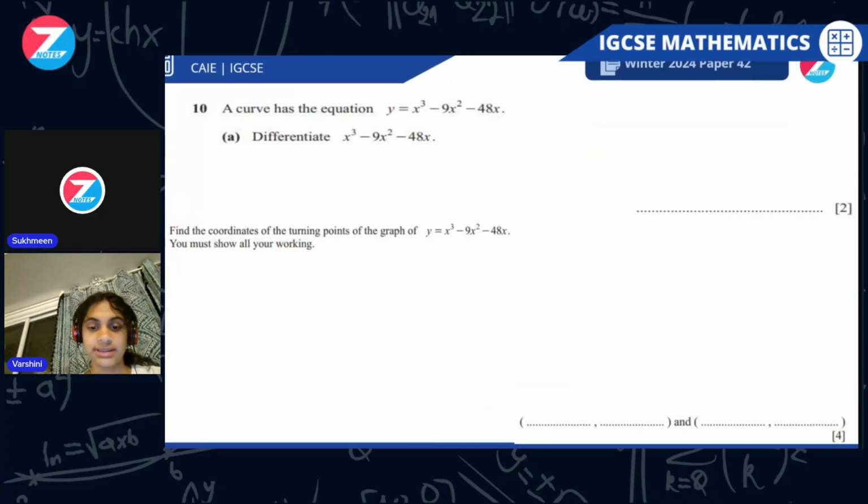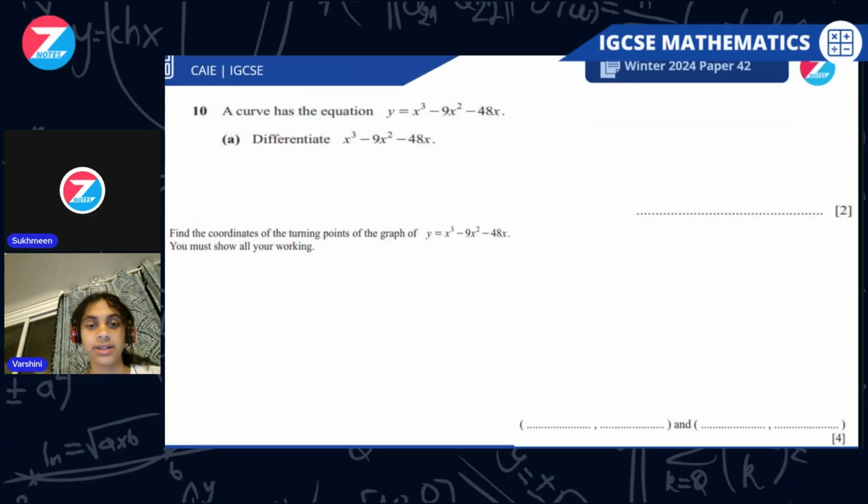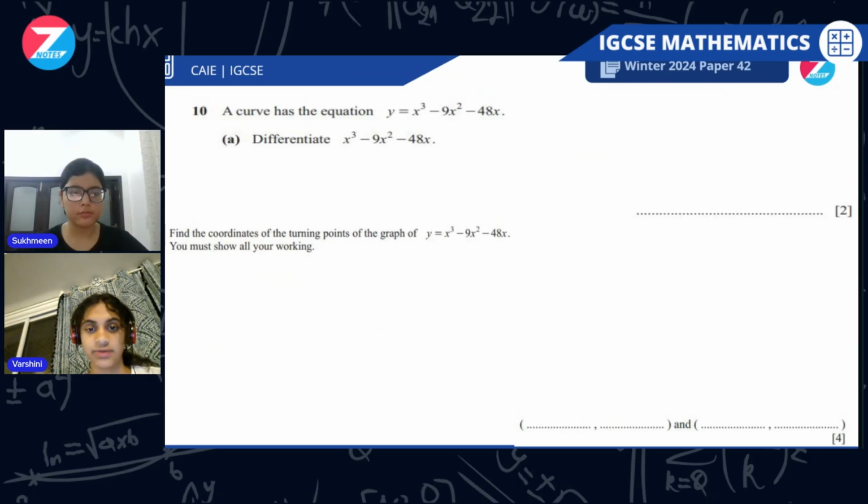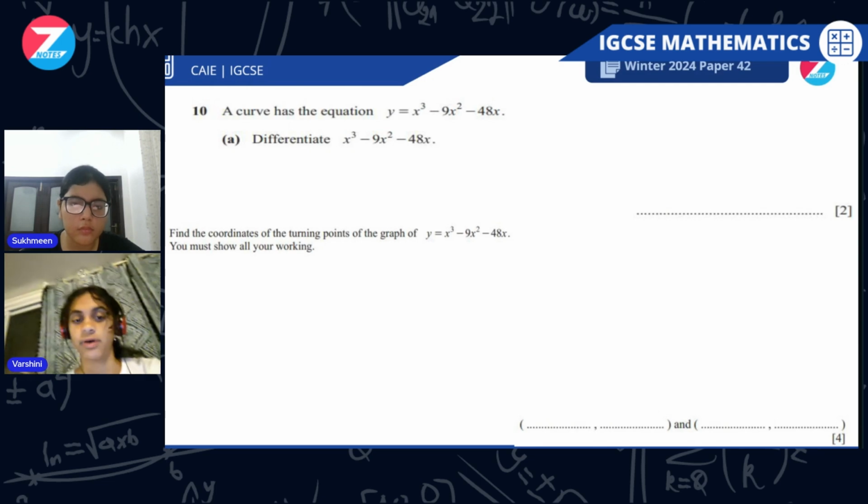Right, to the next question. A curve has the equation y equals x cubed minus 9x squared minus 48x. Differentiate x cubed minus 9x squared minus 48x.